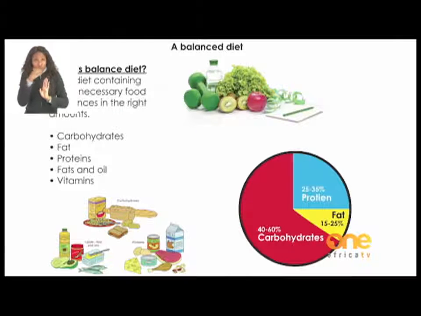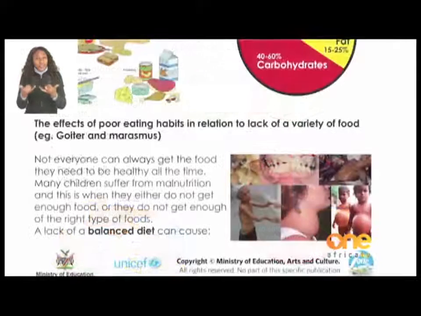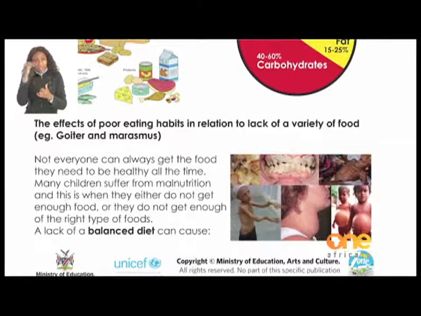Boys and girls, let's continue. Next, we look at the effects of poor eating habits in relation to lack of variety of food. For example, goiter and marasmus. So what happens when you don't eat a balanced diet? That's what we mean by the effects of poor eating habits.